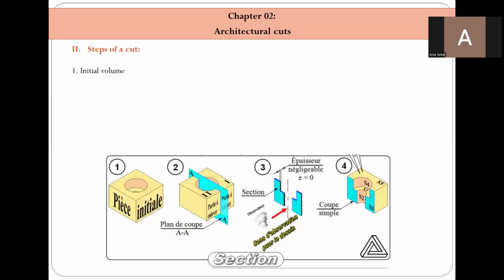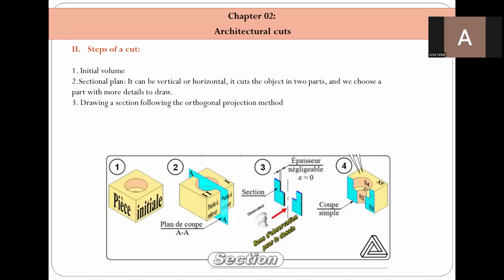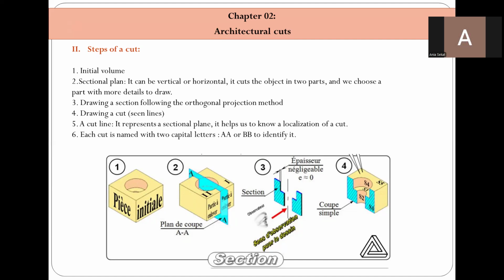Steps to draw a cut. First, the initial volume. Second, the sectional plan. It can be vertical or horizontal. It cuts the object into two parts, and we choose the part with more details to draw. Third, draw a section following the orthogonal projection method. Fourth, draw the cut in thin lines. Fifth, a cut line. It represents the sectional plan. It helps us to know the localization of a cut. Sixth, each cut is named with two capital letters, AA or BB, to identify it.